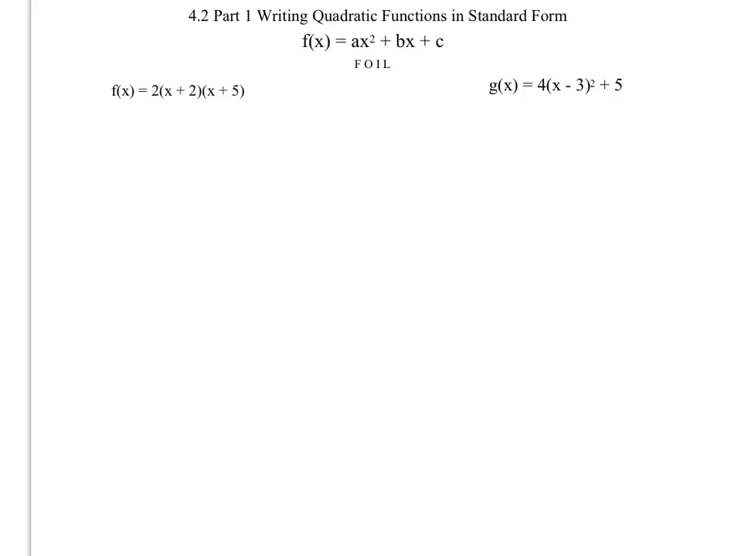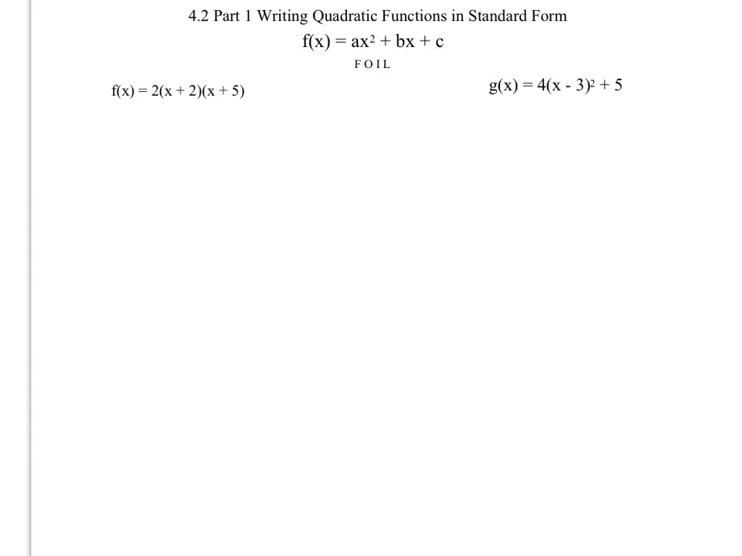Hi folks, today we're going to practice writing quadratic functions in standard form. So a quadratic function in standard form would look something like this: f of x equals ax squared plus bx plus c. So we're going from biggest exponent to smallest exponent.